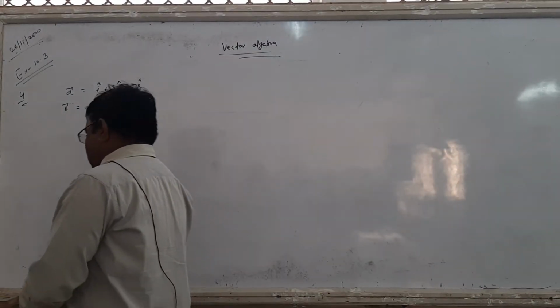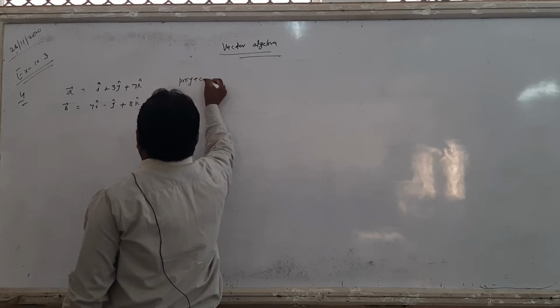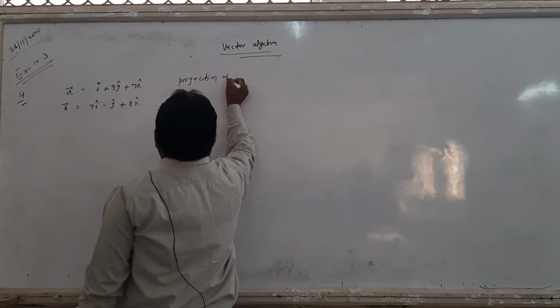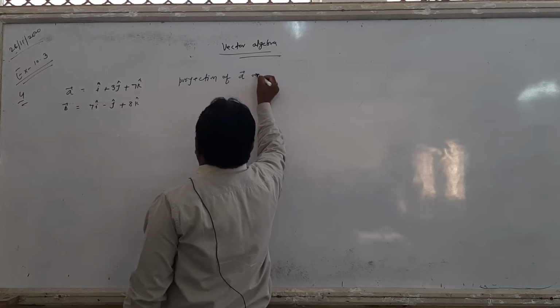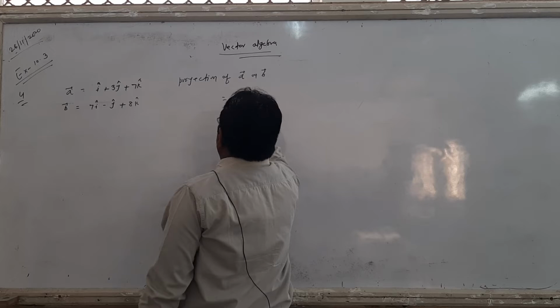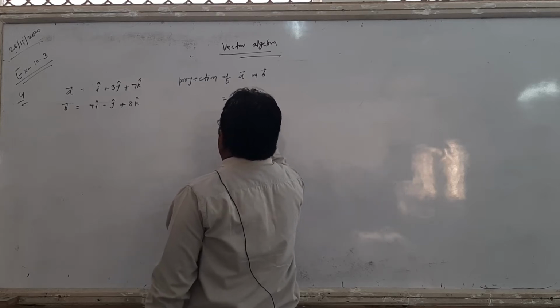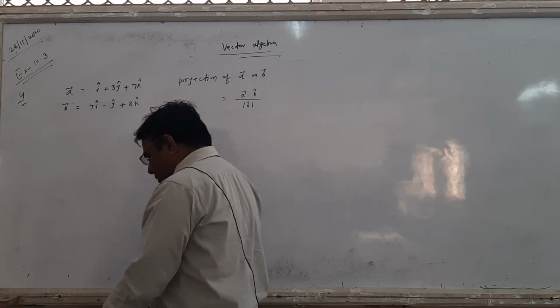Projection means image. So our first thing is the formula for the projection of vector A on vector B. The formula is vector A dot vector B upon magnitude of B. So there are two things. First, A dot B.